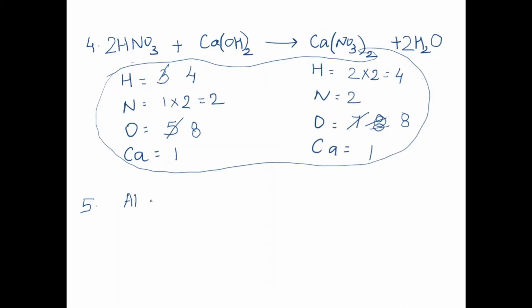Now again, one simple one. Aluminium plus sulfur gives aluminium sulfide. Children, can we do it directly without writing all this material? Can we do it directly? Yes, we can try. Okay, aluminium 2. Can we write 2? Yes. Sulfur 3. Can we write 3? So the equation is balanced.